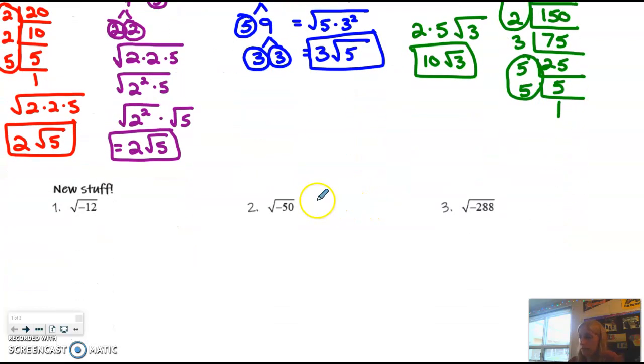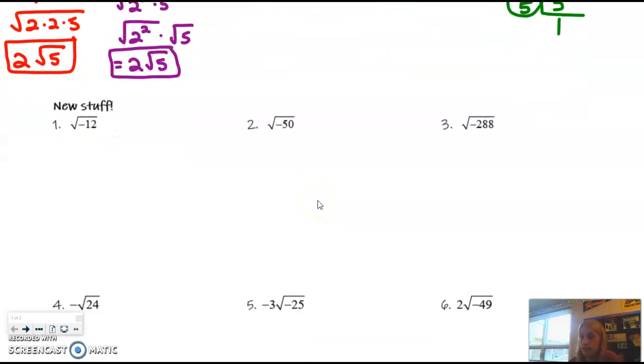All right, now let's look at stuff that has negatives. So here's the deal. We can't take the square root of a negative. We don't know what it is. So this is where that i is going to come into play. I am first going to rewrite this.